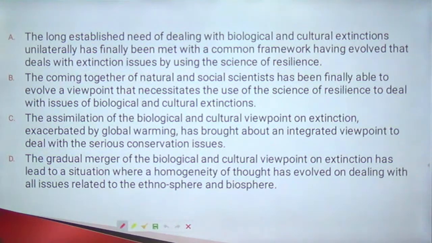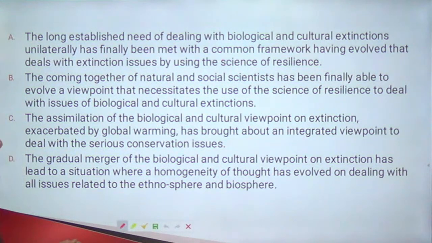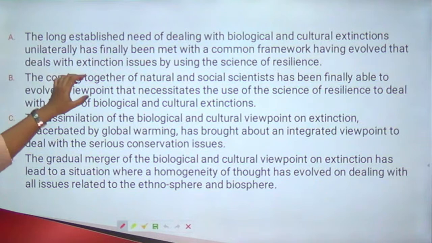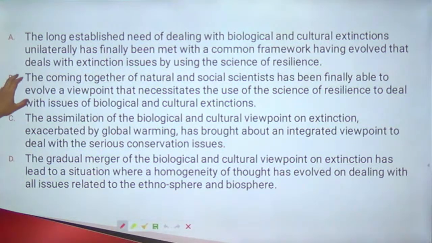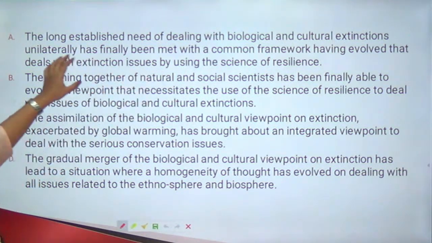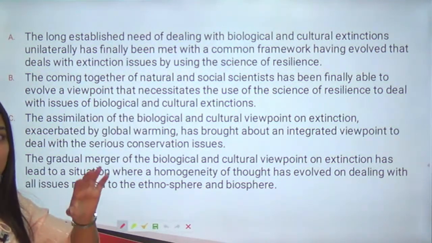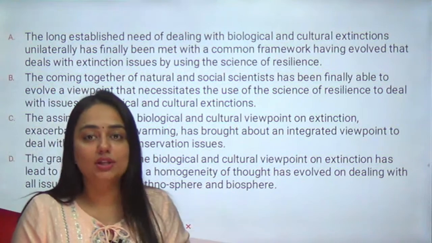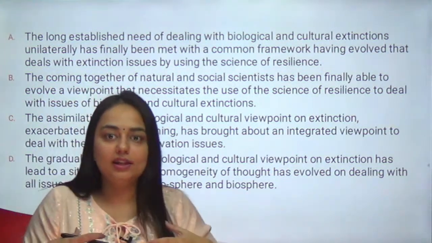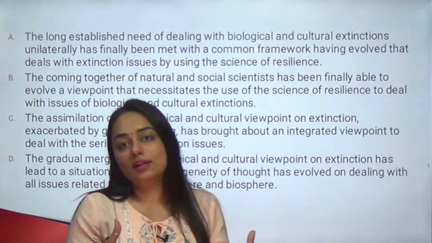So see, in the first reading, I would say it would seem puzzling, but if you probe deeper and try to understand the points, you would definitely come to one answer. The first says, the long established need of dealing with biological and cultural extinctions unilaterally has finally been met with a common framework having evolved that deals with extinction issues by using the science of resilience. Can you see how wrong this option is? He is saying that we have finally come to a unilateral approach to consider these two things as one, which is completely against the passage.